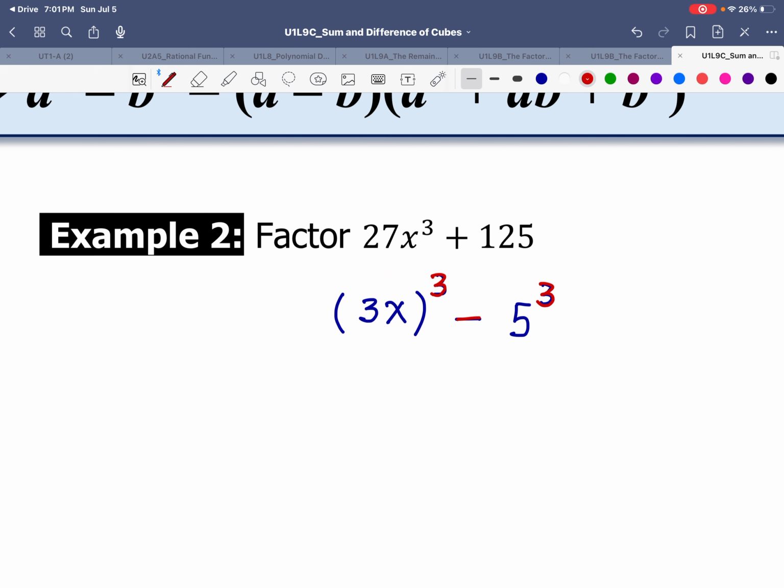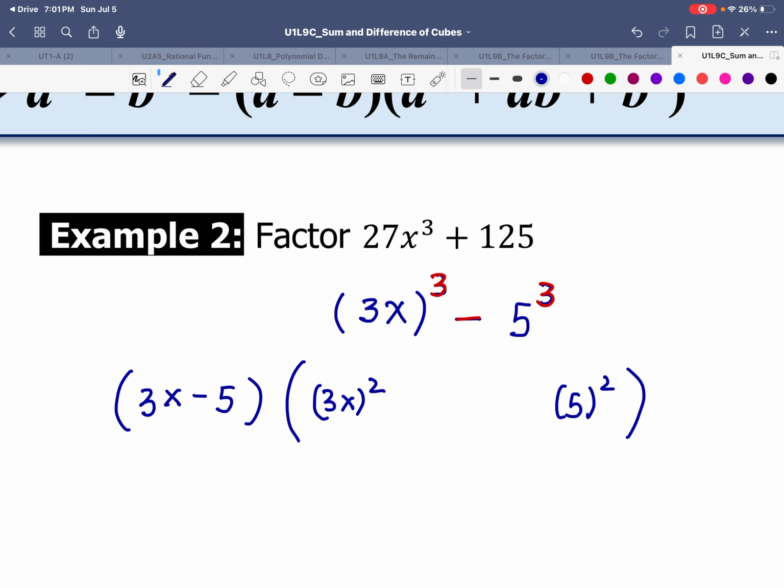So we can start factoring. We have 3x minus 5 as our first factor, and the other factor would be 3x to the power of 2. The last term is 5 to the power of 2, and then the middle term will be simply the product of 3x and 5. Don't multiply by 2, just 3x and 5.